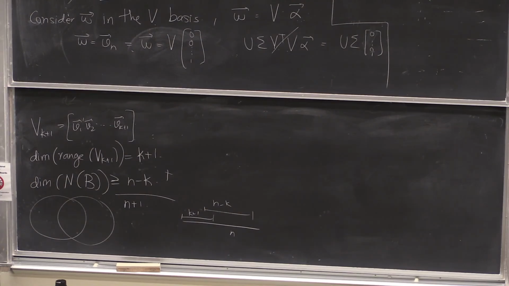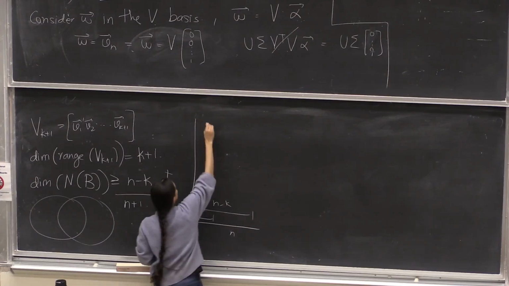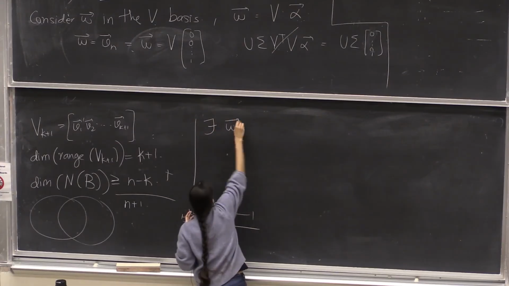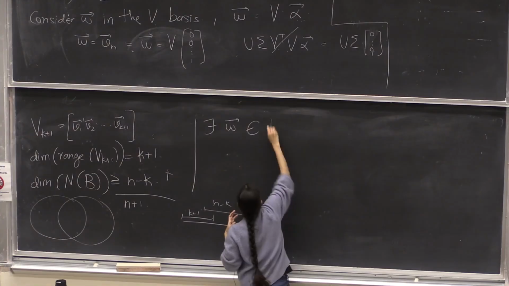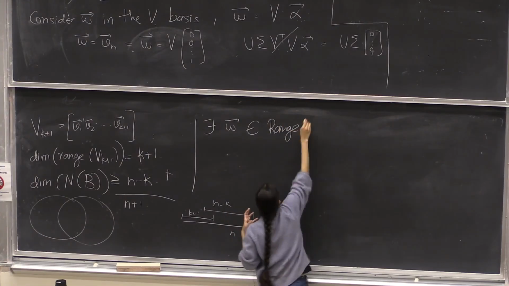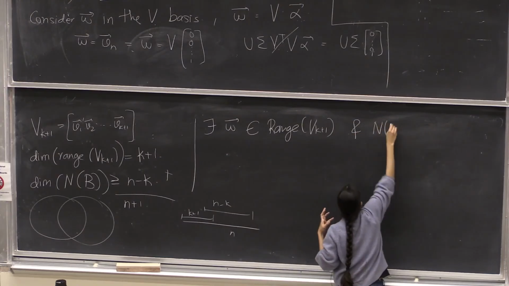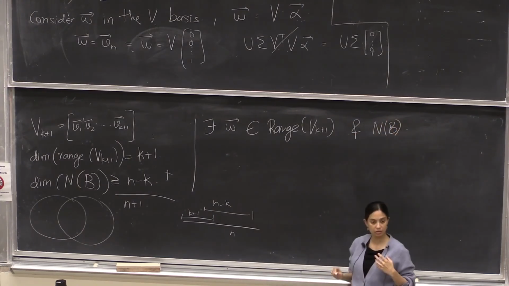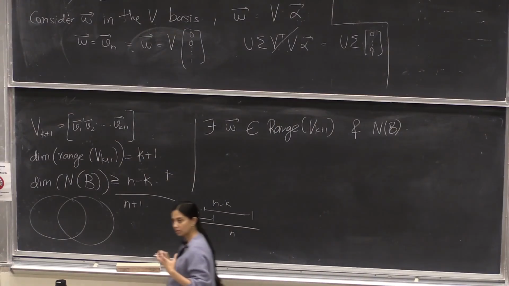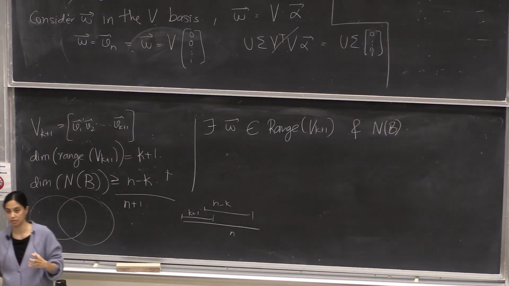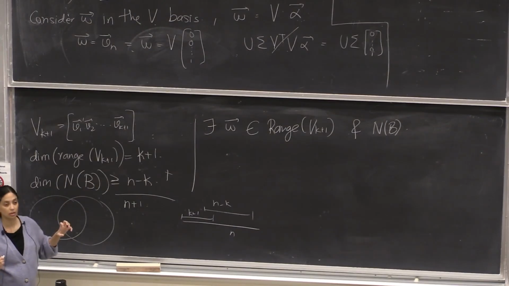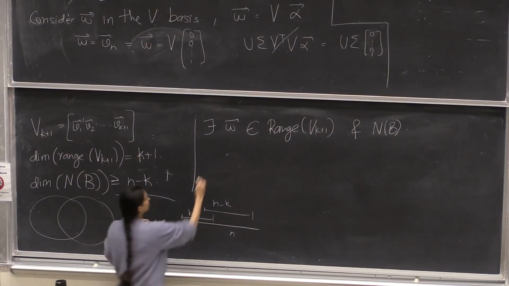Yeah. Okay? So because of this, I can say that there exists some w that belongs to the range of Vk plus 1 and the null space of B. Okay? Because I can say this, now I can write my W.